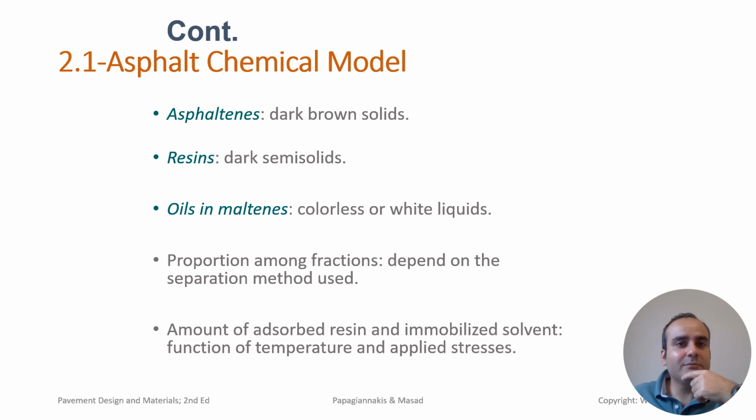So, as already mentioned, in the asphalt chemical model, we can break the binder down into different components. Asphaltenes: these are dark brown solids that form the backbone of the matrix. Resins: these are dark semi-solids that coat the asphaltenes and help to bind them. Maltenes: a solvent phase that consists of oils, resins, and lighter compounds. The proportion of these components varies depending on the separation method and can affect the binder's performance, particularly in how well it resists deformation under load.